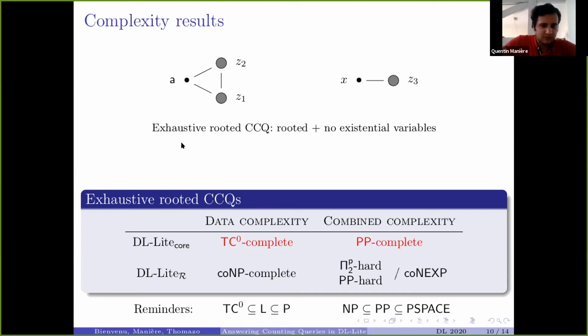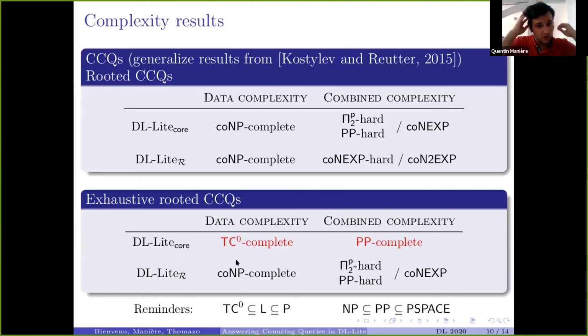And what's interesting with this restriction is that with the direct DL-Lite core, we were able to pinpoint the exact complexity in both data and combined, including a TC0 situation in data complexity, which is known to be tractable, as below log space. I can tell you a word about how we do this.